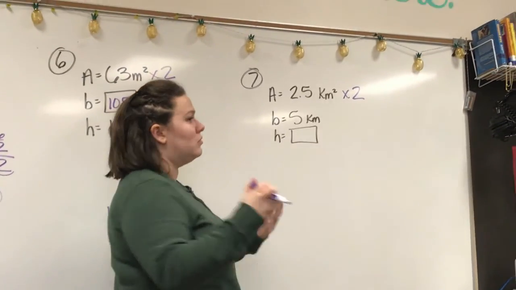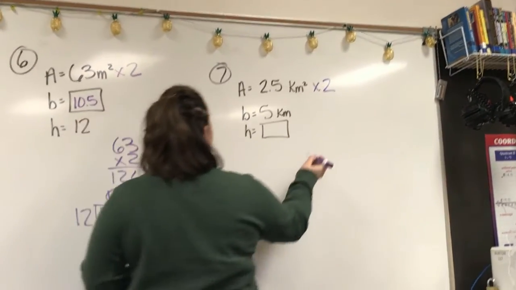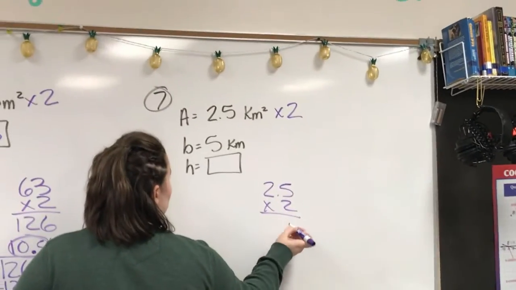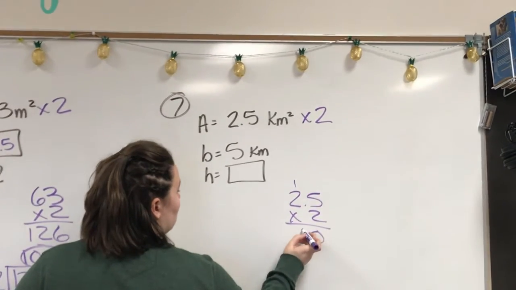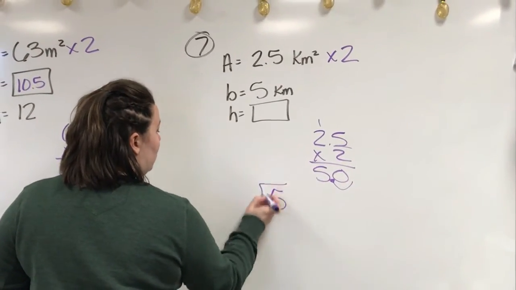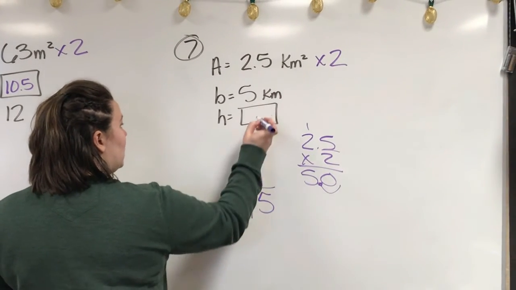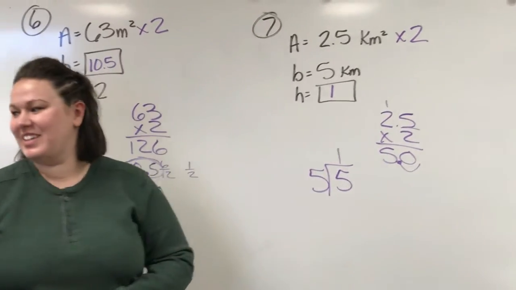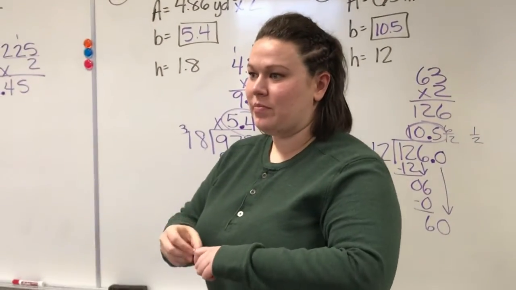Number 7, again, try to get it before me. 2.5 times 2. One decimal place. We have 5 divided by 5 is 1. That was a quick one. We like that one. Okay.